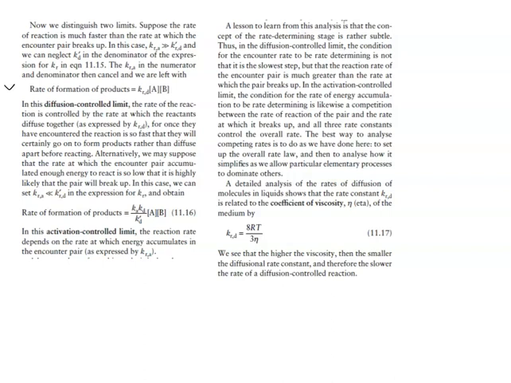Now, alternatively, we may suppose that the rate at which the encounter pair accumulates enough energy to react is so low that it's highly likely the pair will break up. In this case, we can set K_A to be much lower than K_D prime in the expression for K_R and obtain the following, where the rate of formation of products equals K_A times K_D divided by K_D prime times the concentrations of A and B.